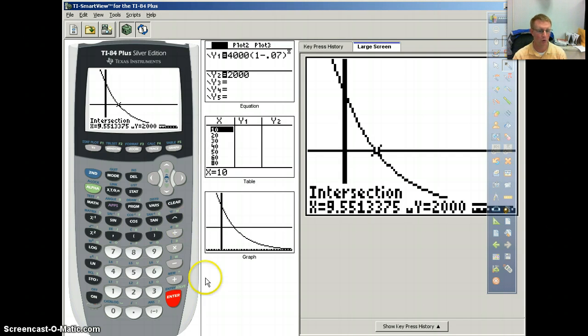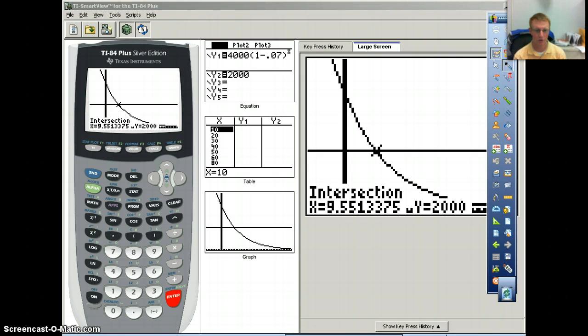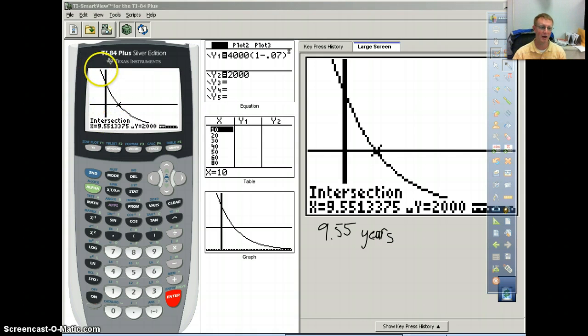So therefore, we can state that our answer is after 9.55 years, because our x value represents our years here. So that answers our question because we found the intersection. Basically what we did was we found when our function intersects with the value of what the snowmobile would be.